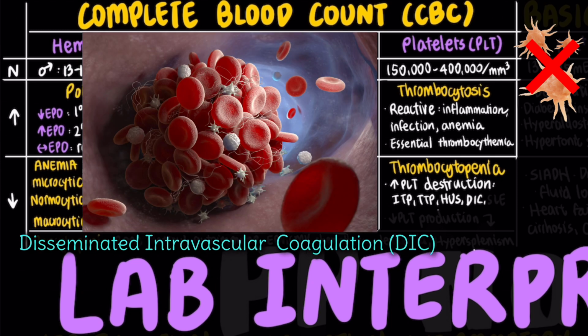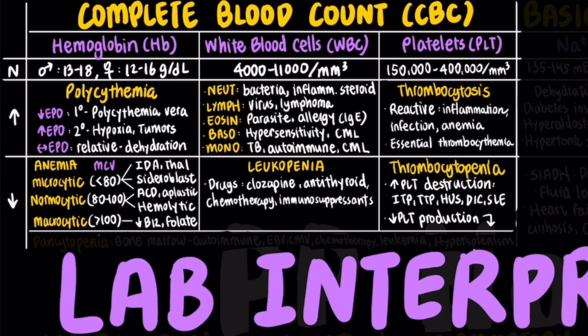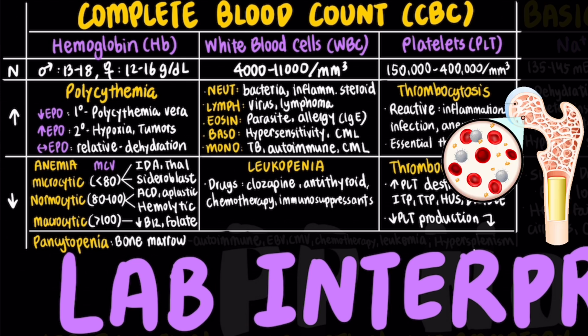DIC, or disseminated intravascular coagulation, is a serious condition where widespread clotting in small vessels uses up both clotting factors and platelets, causing both thrombosis and bleeding. On the other hand, decreased platelet production often doesn't happen in isolation. It usually co-occurs with pancytopenia, meaning red blood cells, white blood cells, and platelets are all reduced. This is because the problem lies in the bone marrow itself, where all blood lines are produced.